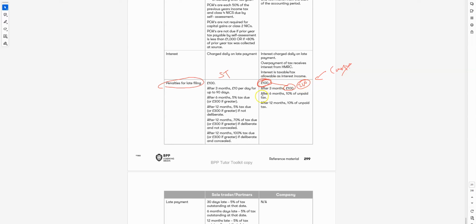And if it is more than 6 months, then 10% of the unpaid tax. If it is 12 months, 10% of the unpaid tax again. So we need to add all of these together. So first we can see we are late here by 6 months and 17 days.